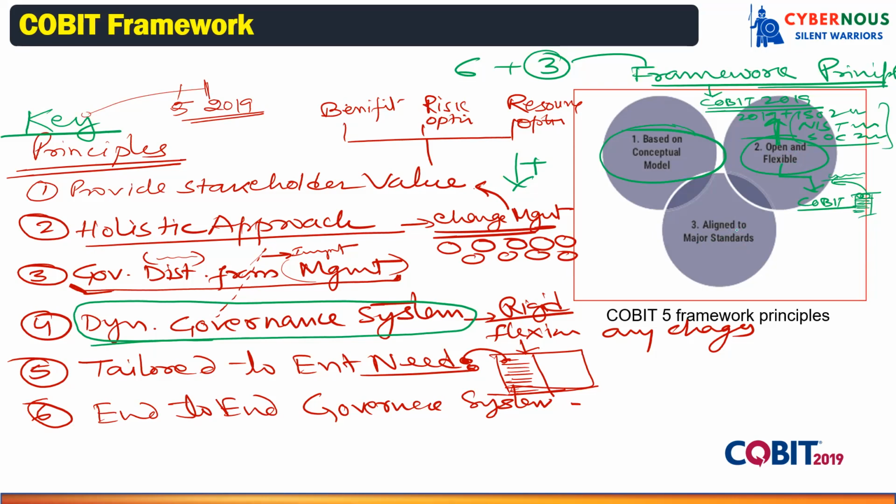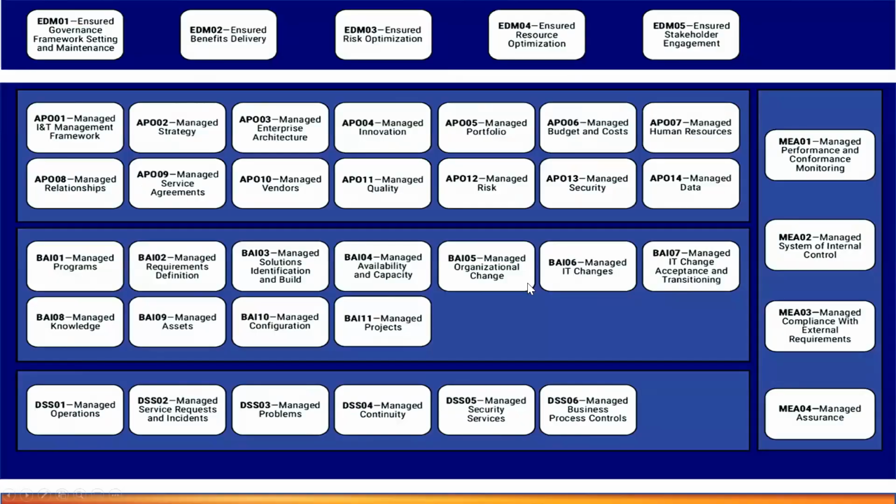Then the third principle says align to major standards. That means COBIT 2019 has been framed in such a way that automatically, if you align with COBIT, you are getting aligned with all major standards by itself, because it has been so nicely defined, with all best practices mixed into this and then made a framework. So these two slides are what you need to understand.